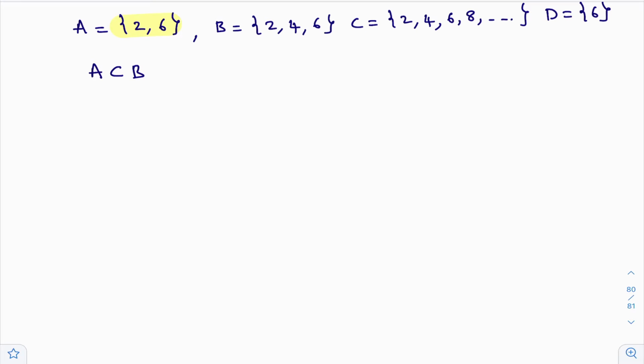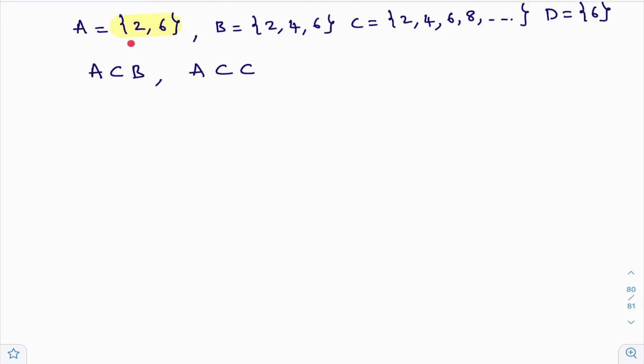Now observe set A and set C. Is A a subset of C? All the elements present in A are present in C. You observe here that 2, 6 are present in set A, and 2, 6 are present in set C also. So what can I write here? I can write that A is a subset of C.